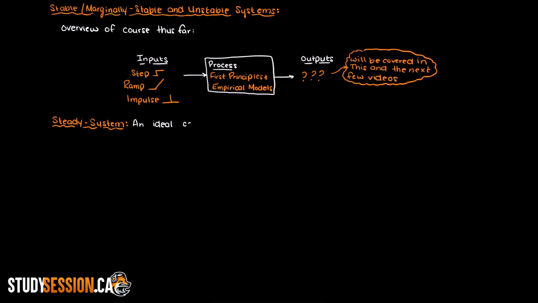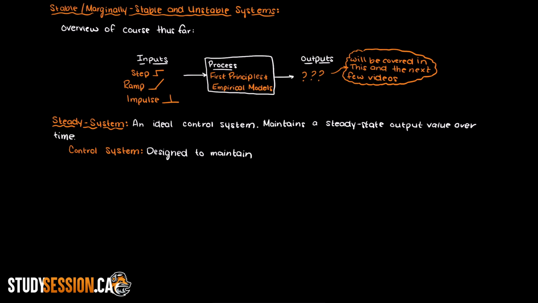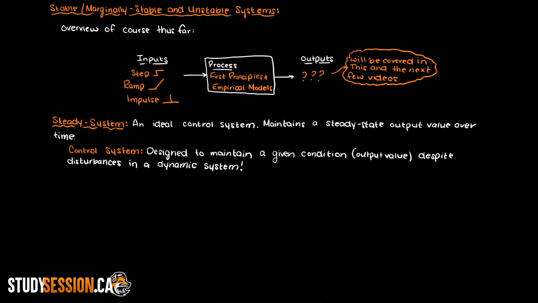Well, this is your goal system. By that I mean it is what we are trying to achieve. Remember in an earlier video when I defined a control system as a system that is designed to maintain a given condition, a given output, despite disturbances in a dynamic or changing system. Well, a stable system is just that. We achieve and maintain a steady state output over time. So, a steady system's output is not going to change with time going to infinity.